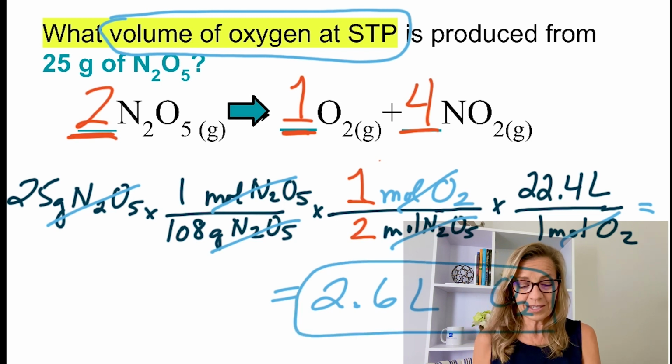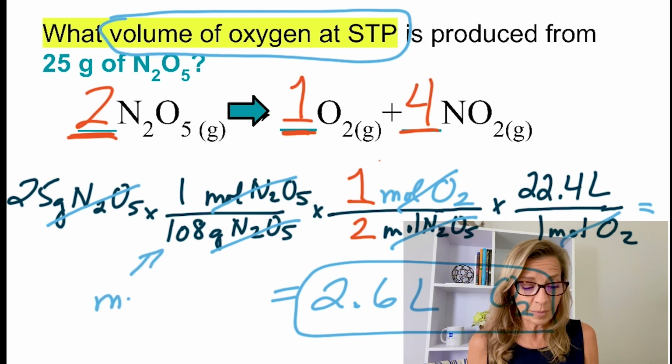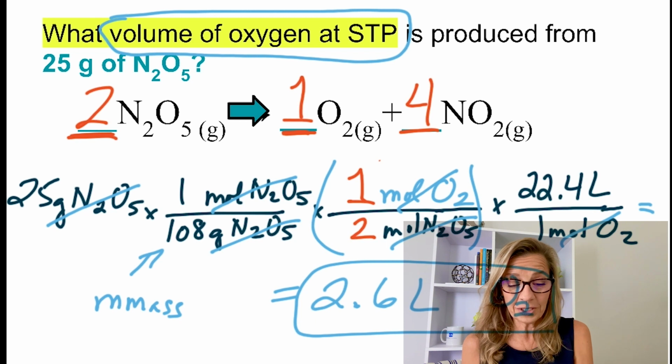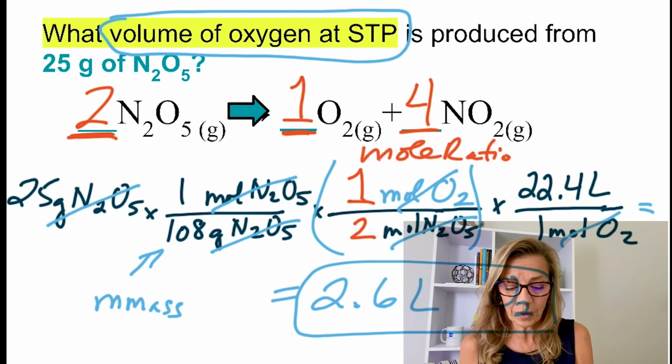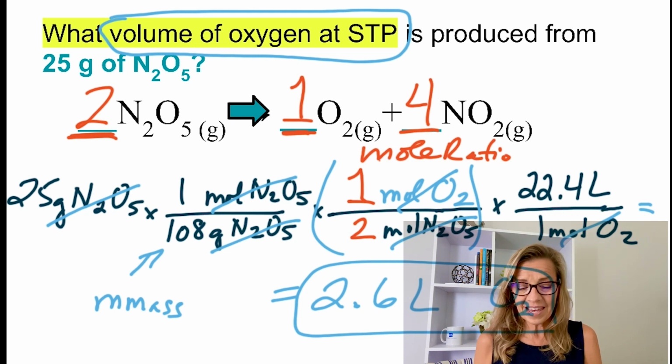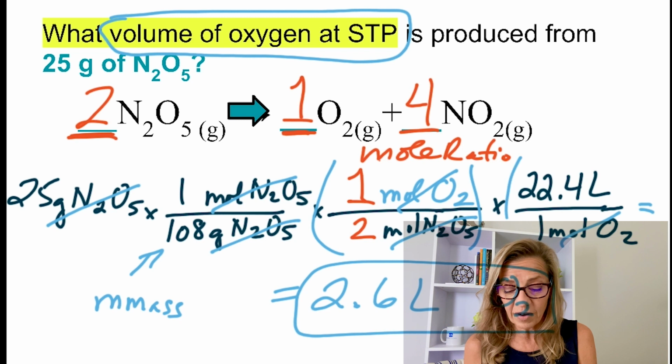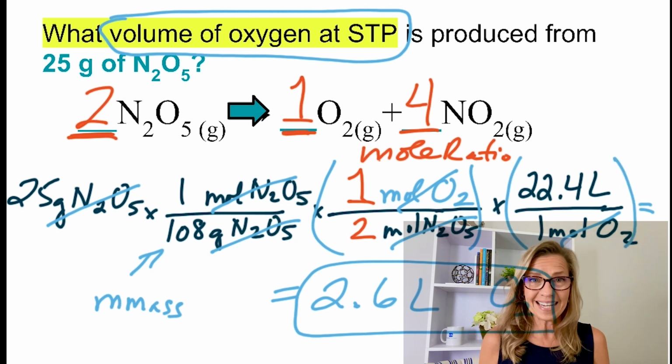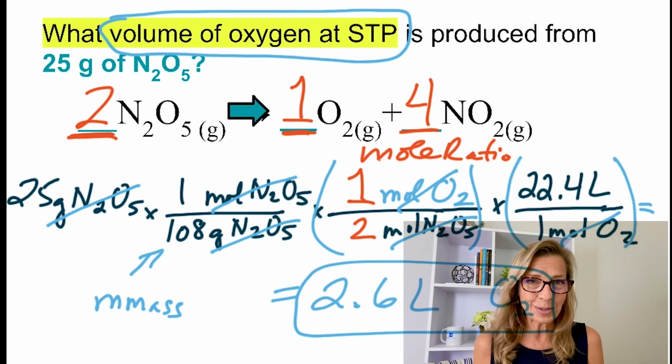So the secret is we used 3 things actually. We used a molar mass, we used the mole ratio, and that's the stoichiometry part. And where does that come from? The balanced chemical reaction. And then we used the molar volume of a gas at STP. I hope that helps. You can do chemistry.